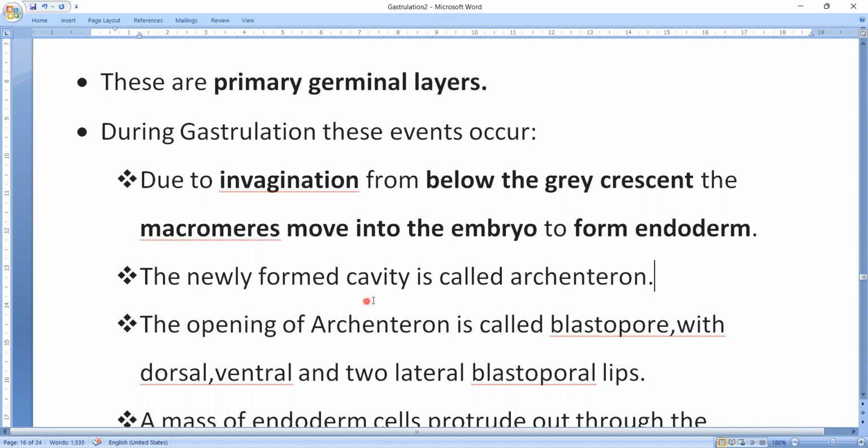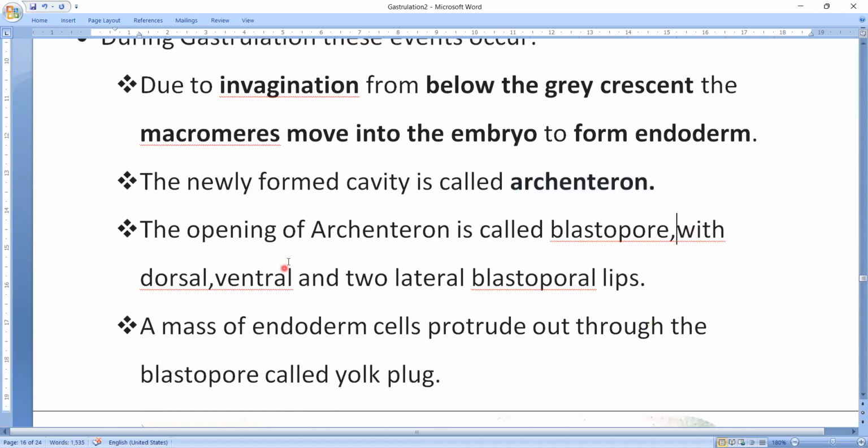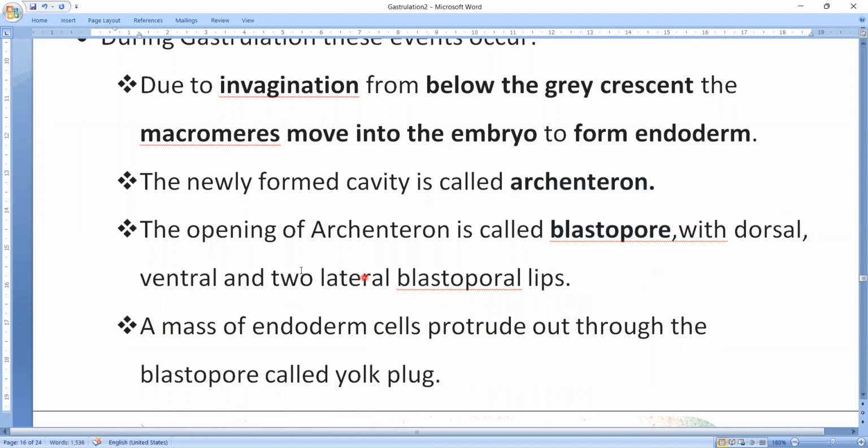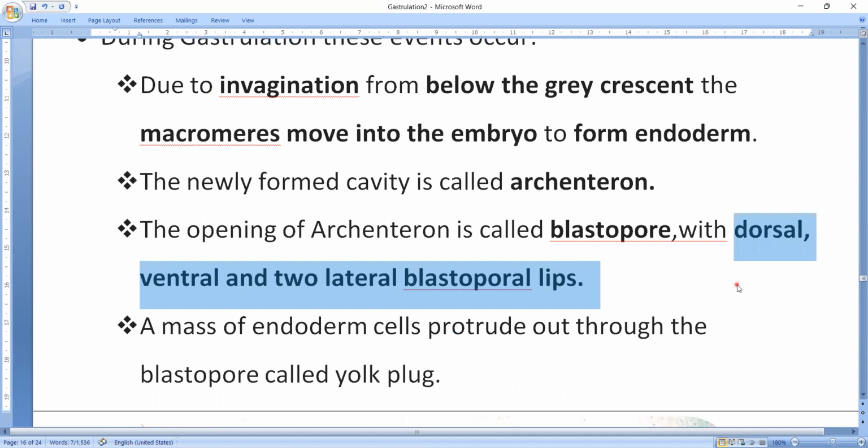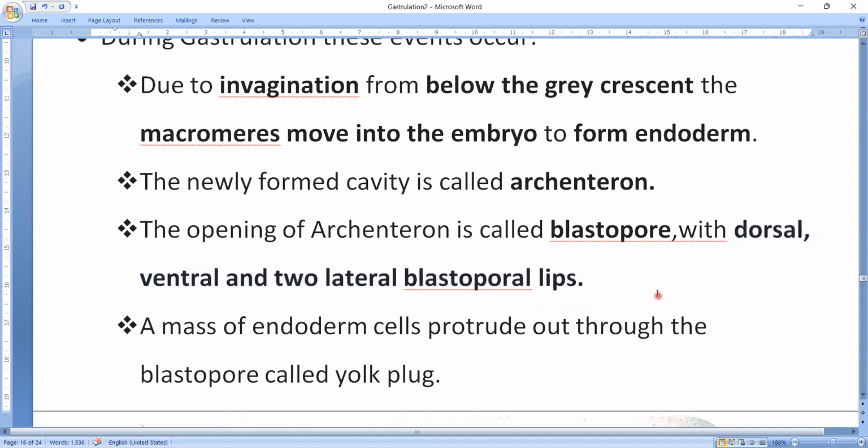The newly formed cavity is called archenteron. The opening of archenteron is called blastopore, with dorsal, ventral and two lateral blastoporal lips. The blastopore has a total of 4 lips. Okay, dorsal and ventral lips and 2 lateral blastoporal lips.